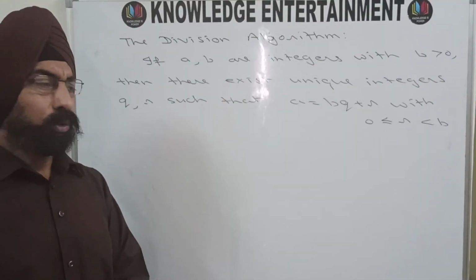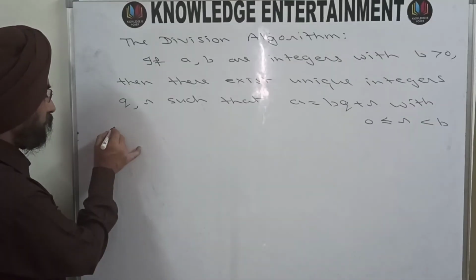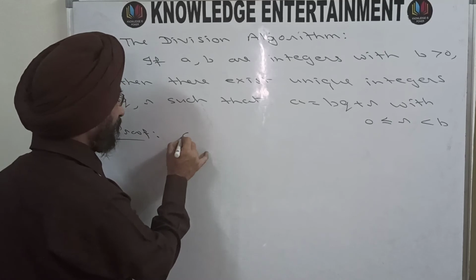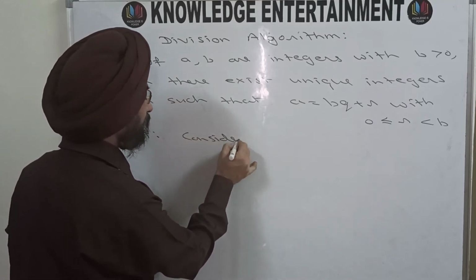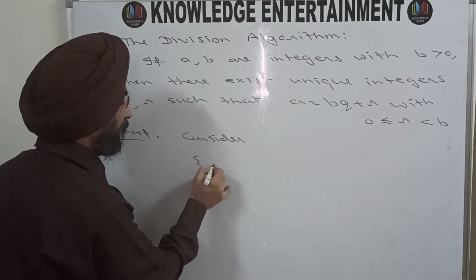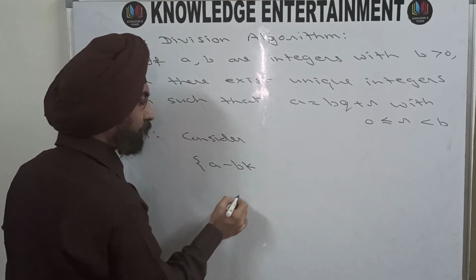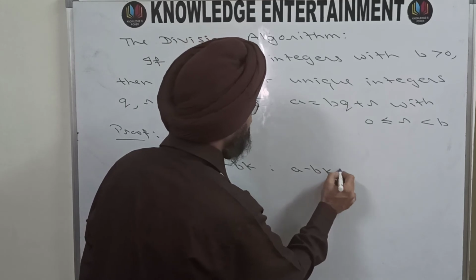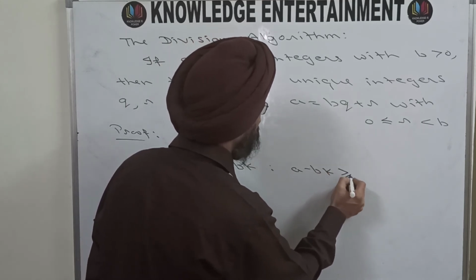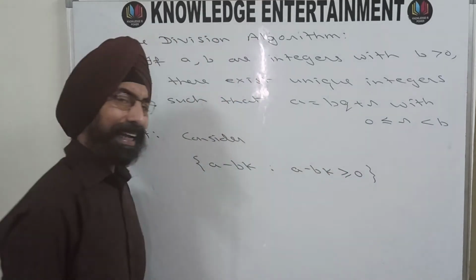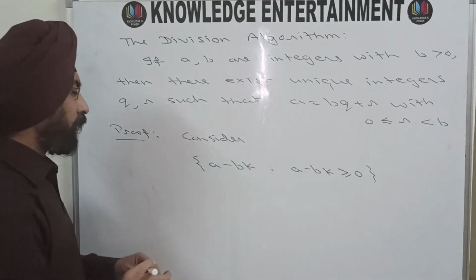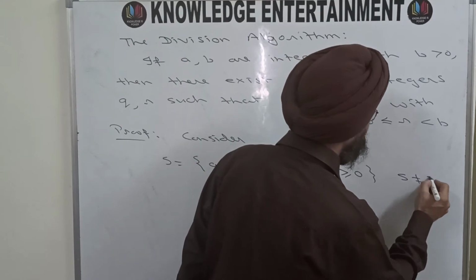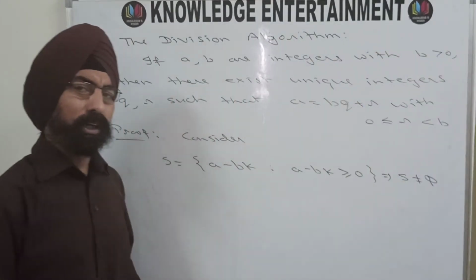Now we are moving on to the proof. For the proof, consider this set. Consider the set of numbers of the type A minus BK such that A minus BK is greater than or equal to 0. And this set is non-empty. Why is this set non-empty?